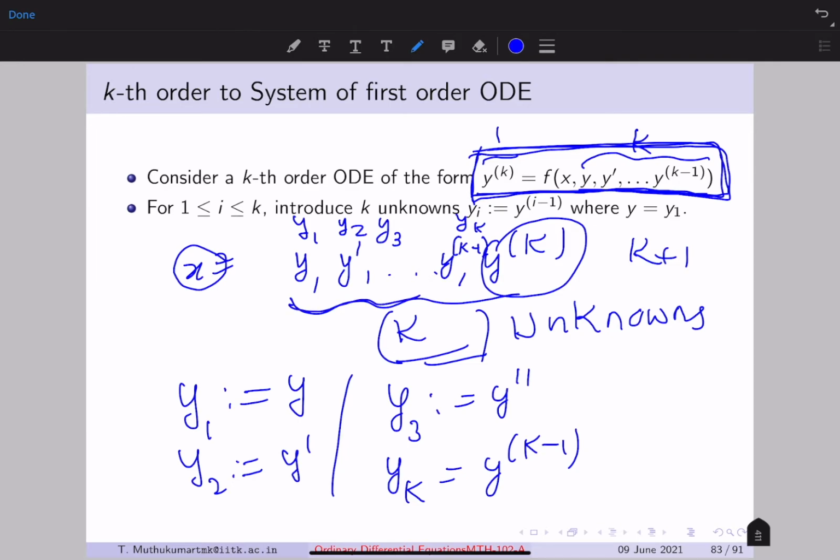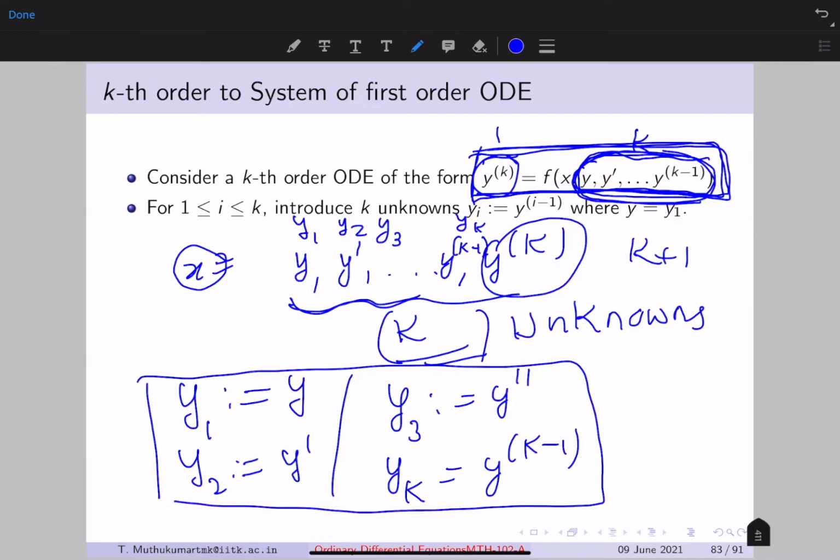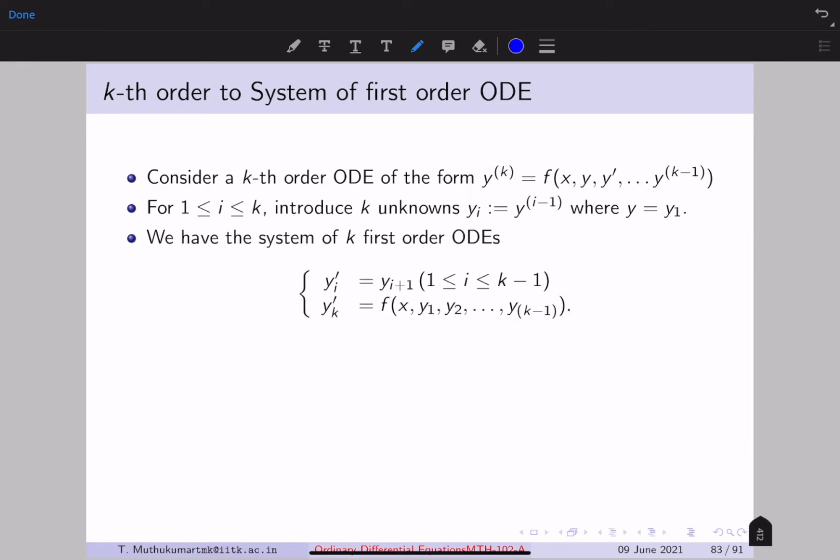So if you compute these k quantities here, then you have computed yk prime as well, right? So our aim is to compute these k quantities. That's what we have introduced. So we have k unknowns.